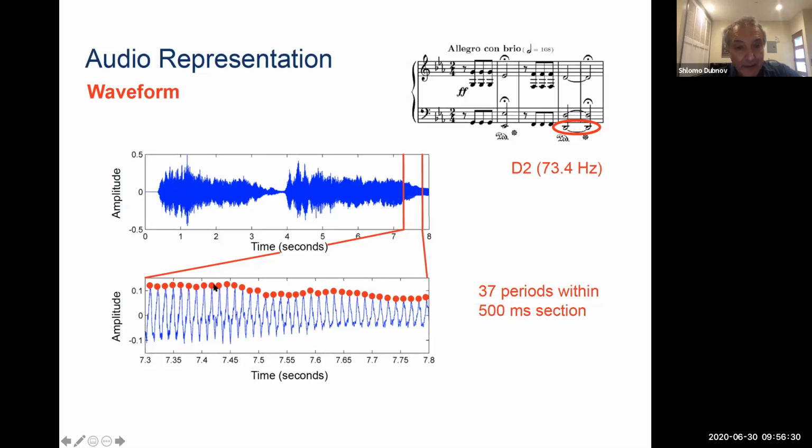And if we calculate the repetitions, right, these red dots on the top of the waveform, we have 37 periods, which is approximately half, because it's half a second. So we have approximately a 73 hertz or 74 hertz wave here. And this is really the correspondence, right? This is the pitch. Now, what happened to all the other pitches?